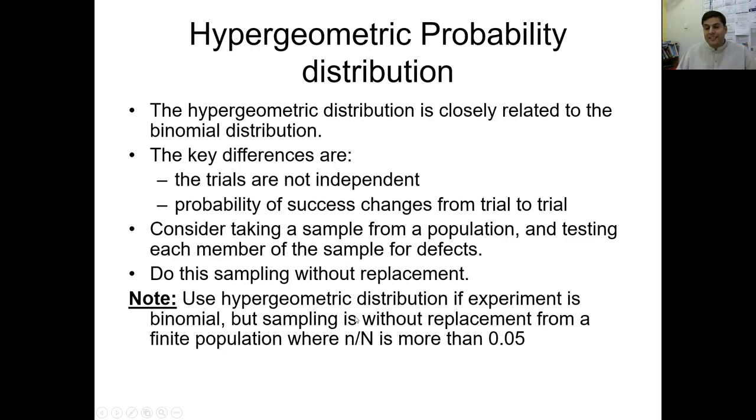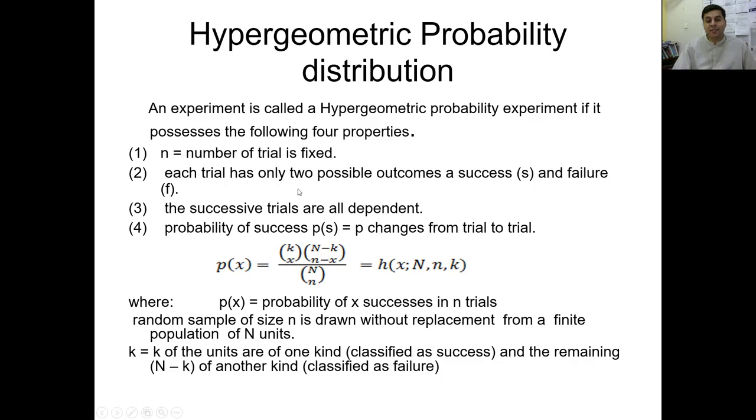So these are some indicators which show you that the trials are not fixed, that the success changes from trial to trial, and that the experiment is dependent, not independent. If the trials are not independent, then in that case we will use the hypergeometric distribution. Similar to the binomial distribution, the hypergeometric probability distribution also has 4 properties.